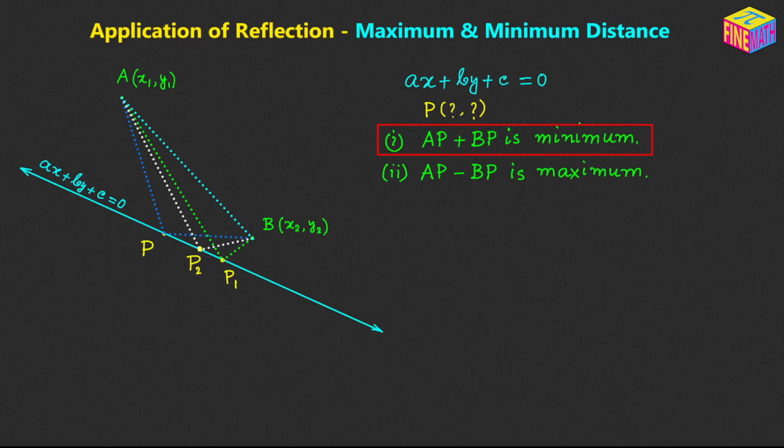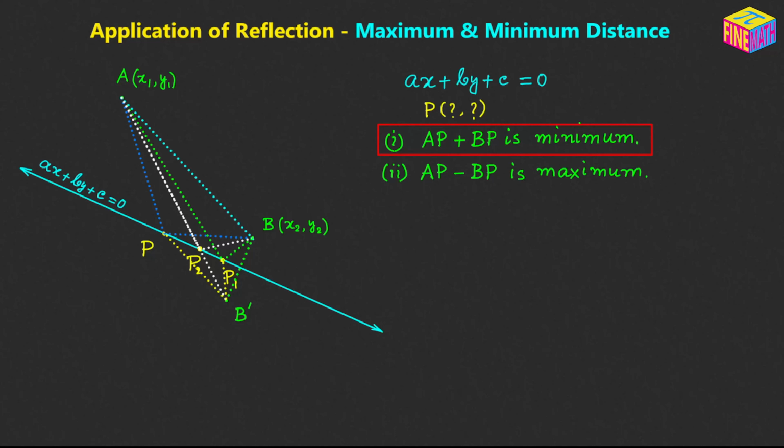So what do we have to do then? Well, we have to take the help of a little bit of transformation here. So let's take the reflection of point B on this straight line. So what would be the image of point B? Let's suppose the image of the point B is B prime, and then I'm going to join B prime with P, P sub 1 and P sub 2.